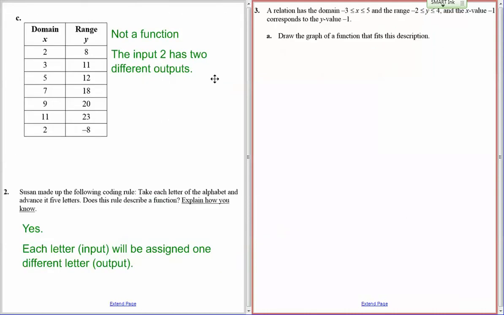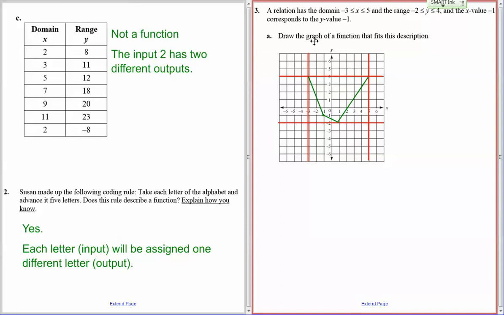Alright, so we've got a relation that has a domain of -3 to 5, so the x has to be between -3 and 5, and the range is -2 to 4, so it's got to be between -2 and +4. And the x value -1 corresponds to the y value -1. We're supposed to graph a function that fits this description. So here we go. Again, from -3 to +5 for our domain, and from -2 to +4 for our range. So my function has to go all the way from the top of this box down to the bottom, and it's got to go all the way from the left to the right.